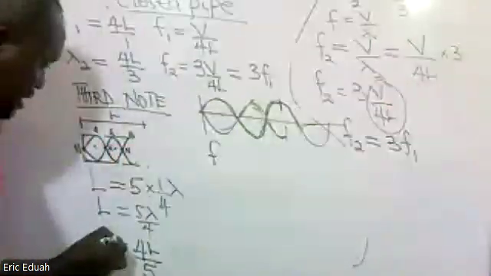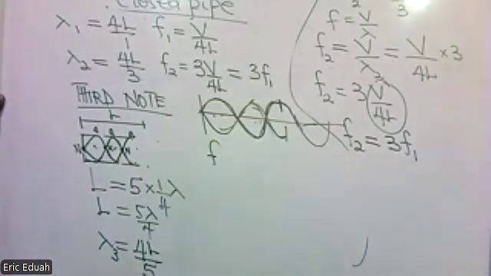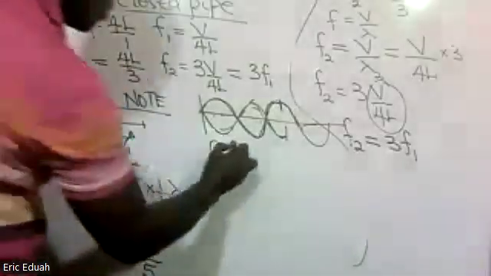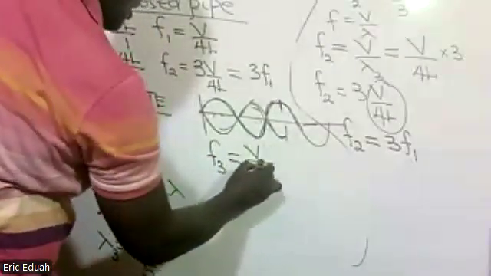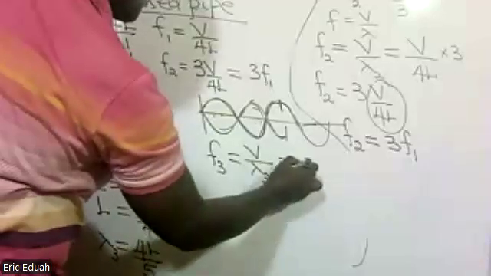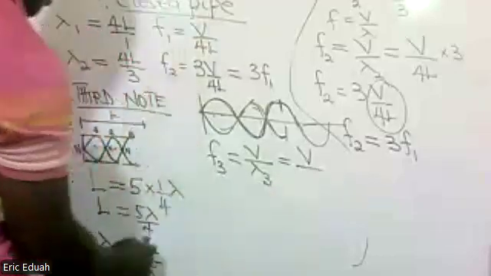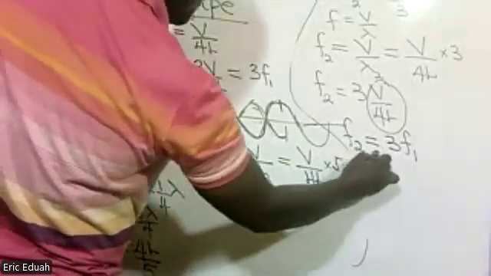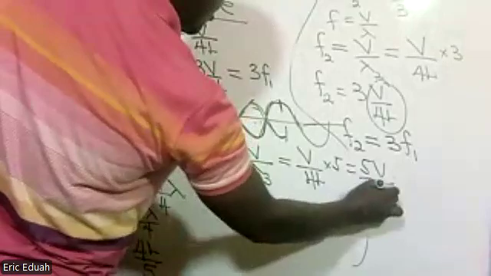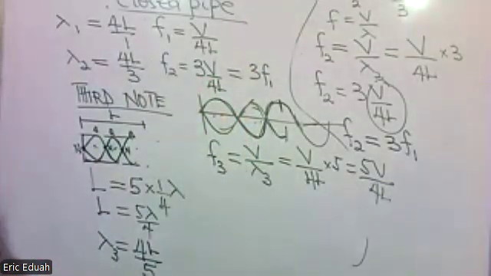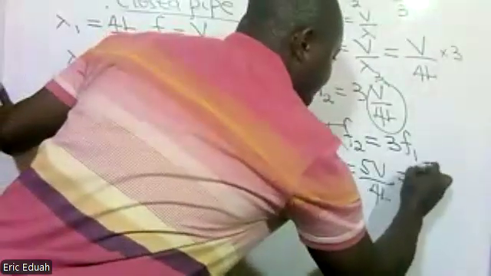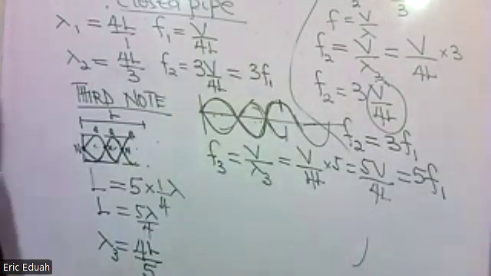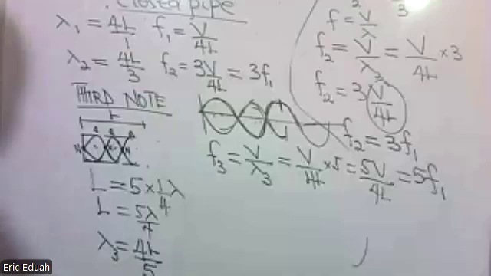So this is F3. F3 is this. Sorry, lambda 3. Therefore, F3 would also be V over lambda 3, which is V on 4L times 5, which is 5V over 4L. And this is also equal to 5 times F1.